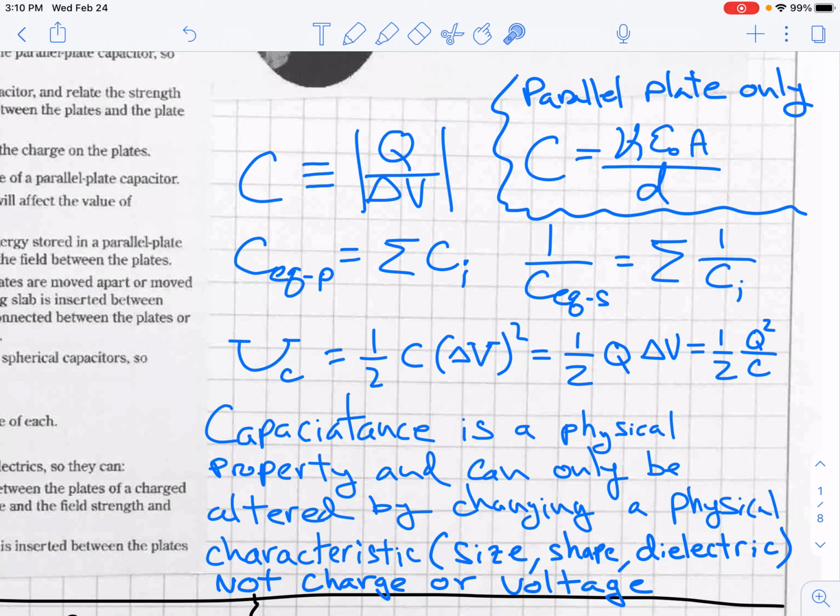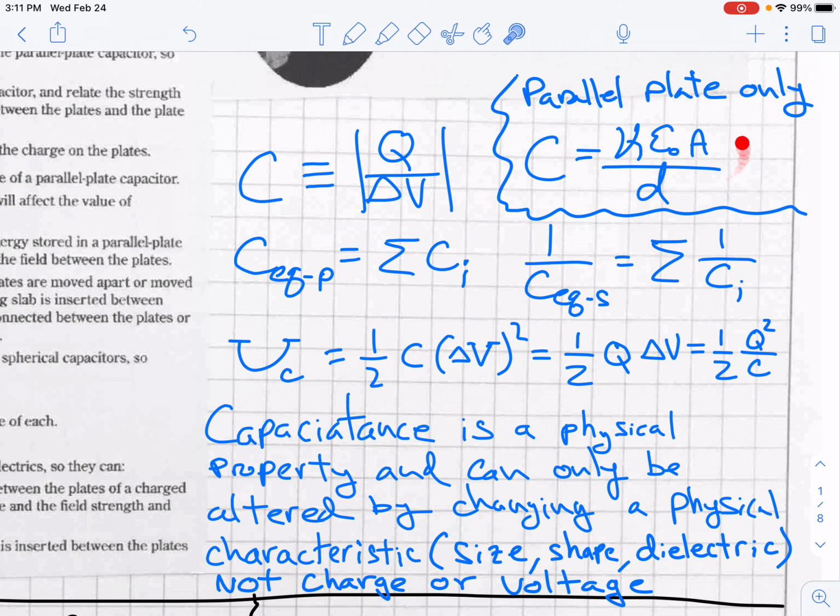You cannot change the capacitance by changing the charge or the voltage. If you stuff more charge onto a capacitor, that will have the effect of changing the voltage, and those changes will cancel each other out. If Q goes up, V goes up, and the ratio of Q to V stays the same.